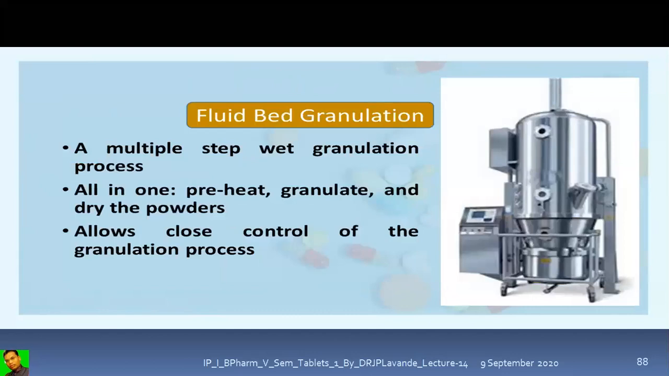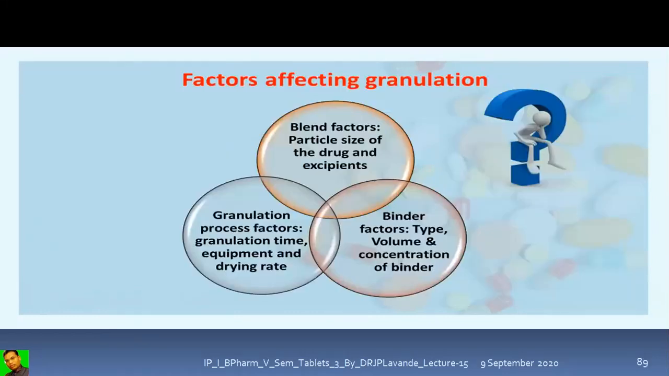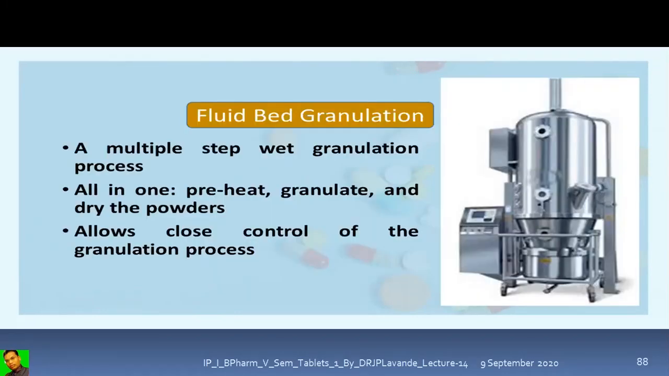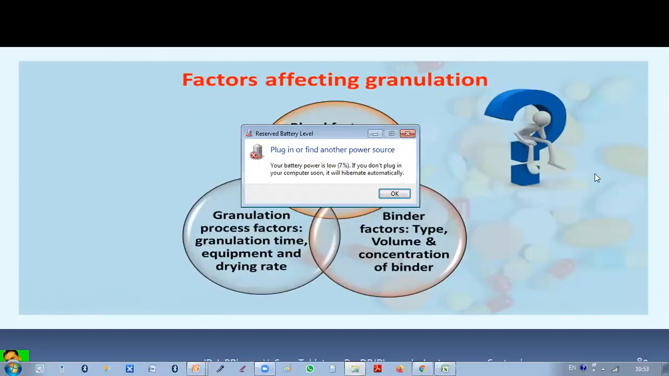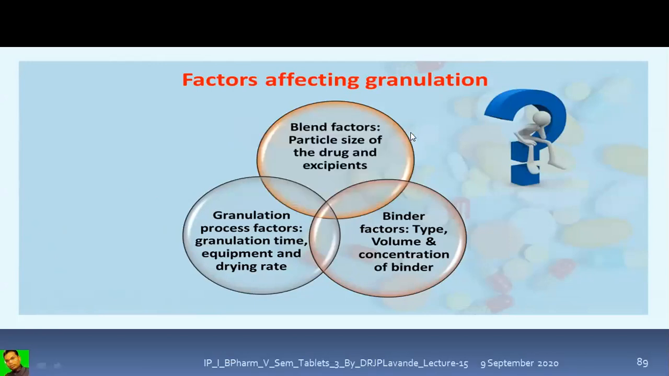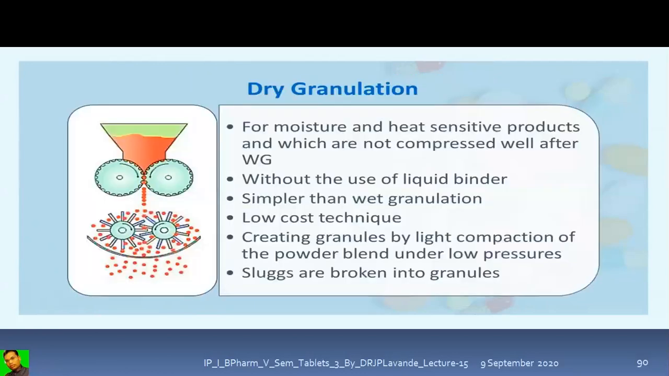The granule that can be obtained through the multiple step wet granulation process, that is the FBD, where all processes, that is the preheating, granulation and drying, will occur inside this granulator. So the factors which will affect the process of granulation are nothing but the blend factor, binding factor, and the granulation factors. All these factors contribute to the process of granulation.